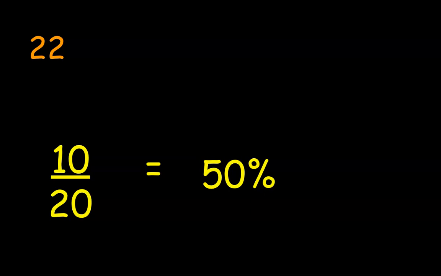50%. Now, this one's slightly different. I need to realize that 20 can be made into 100 by multiplying it by 5. 20 plus 20 plus 20 plus 20 plus 20 will give me 100. So I need to make this 5 times bigger. I need to make the top 5 times bigger, the numerator. That will give me 50 hundredths. An equivalent fraction to 10 twentieths is 50 100ths, which is 50%.